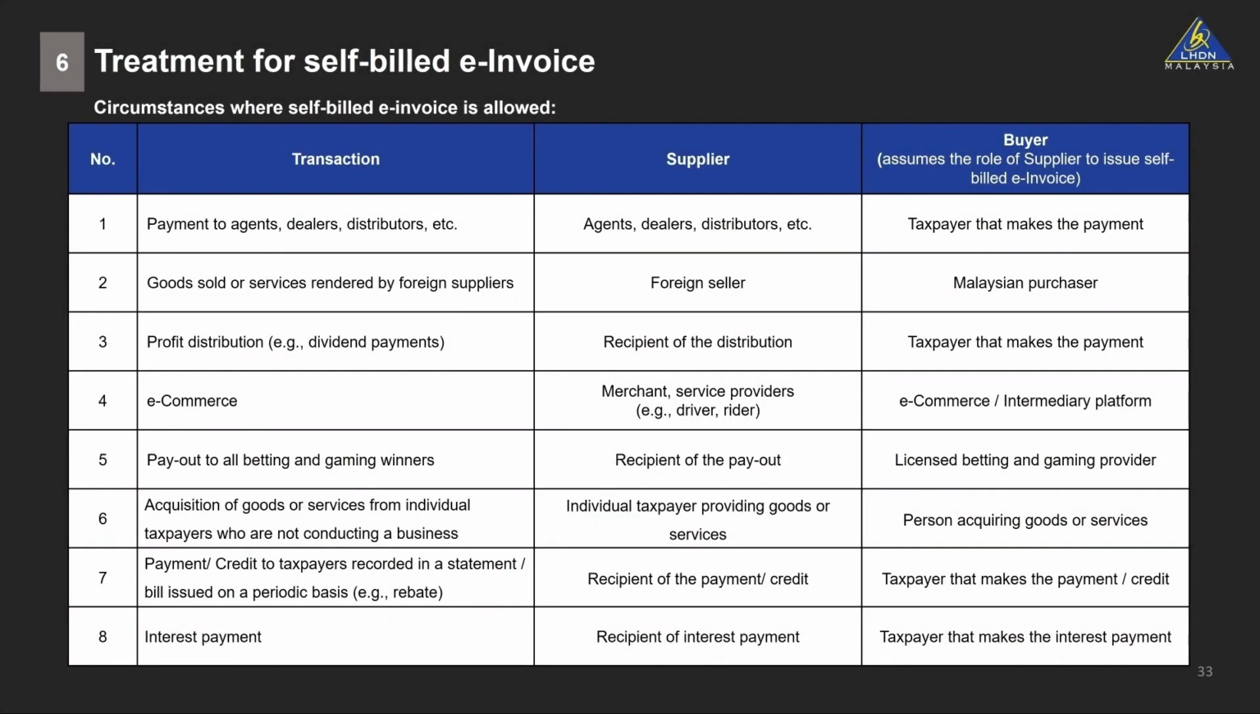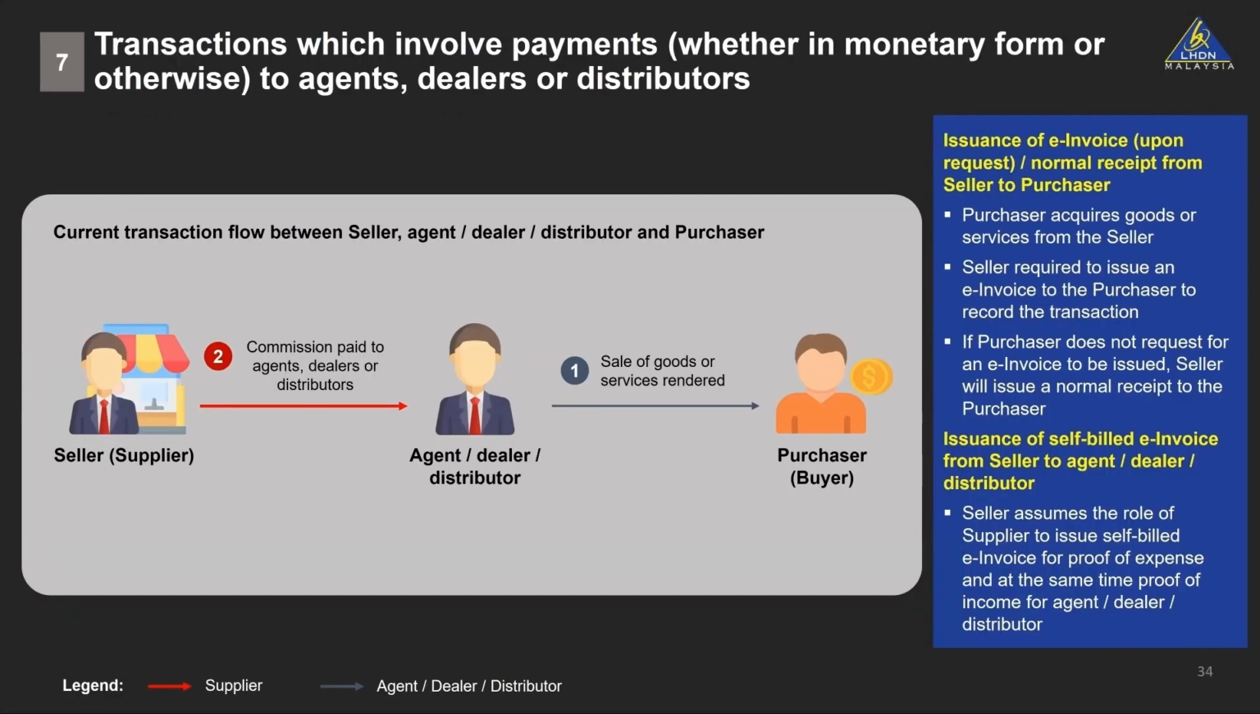So next slide is transaction which involve payment, whether in monetary form or otherwise, to agent, dealer or distributor. Okay, saya rasa perkara ni dah menjadi perkara biasa dalam perniagaan sekarang untuk lantik third party seperti agent, dealers or distributors, and akan bagi commission untuk atas servis yang diberi on behalf the seller lah.